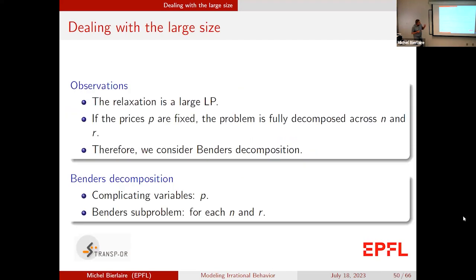So how to deal with the large size? This is what I was talking about, the Benders. So again, if the prices are fixed, this is easy. You can actually identify the choice of everybody by fixing the price. And so this is really natural to consider Benders because it's highly decomposable. The complicating variable is the price, and you can define a Benders subproblem for each n and r.